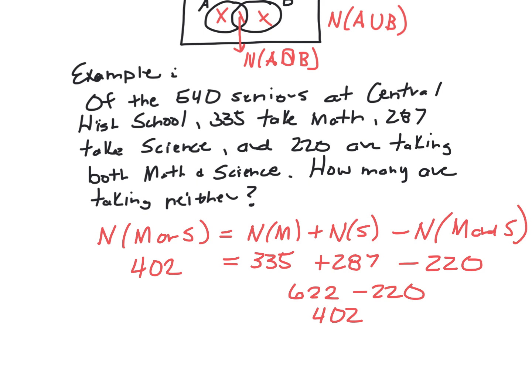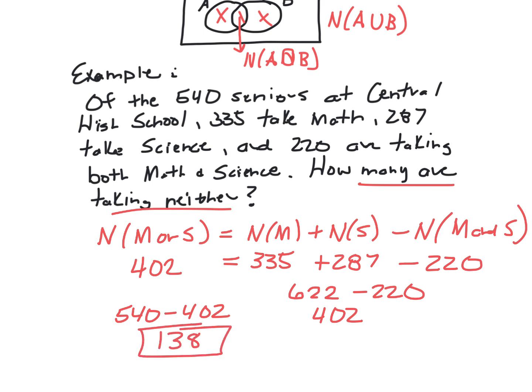Therefore, answering the question, how many are taking neither? That would be the other. If we take 540 minus the 402, the other 138 would be taking neither.